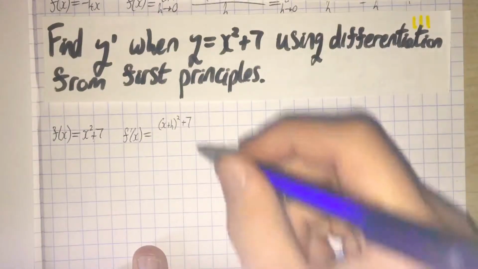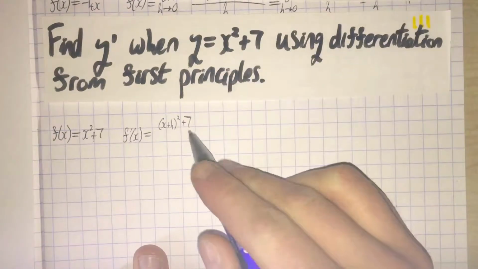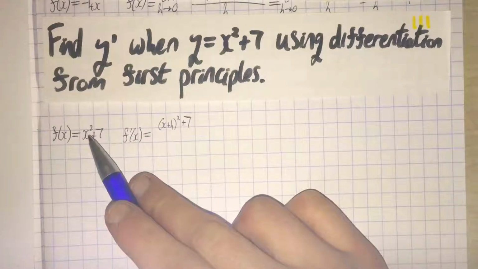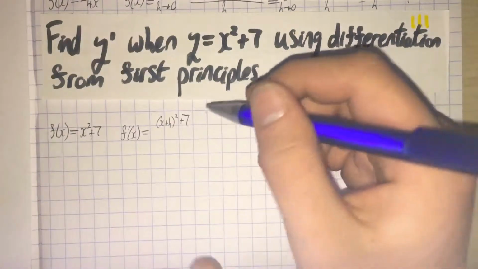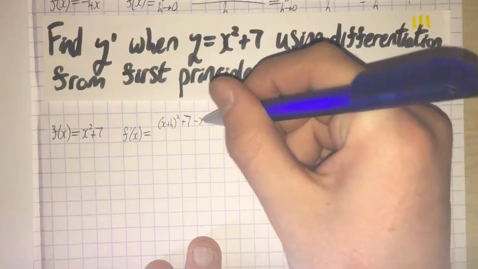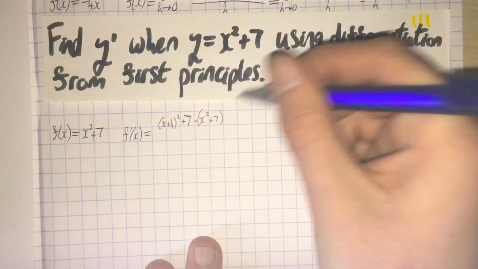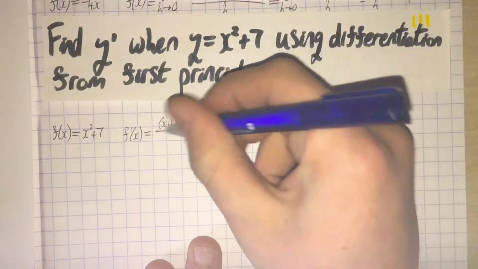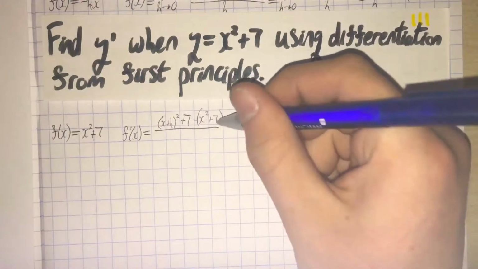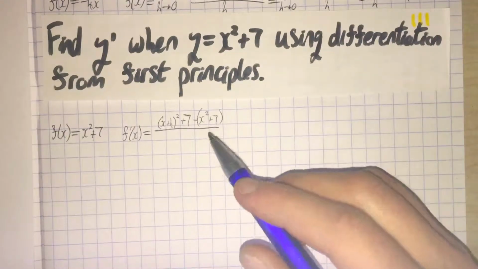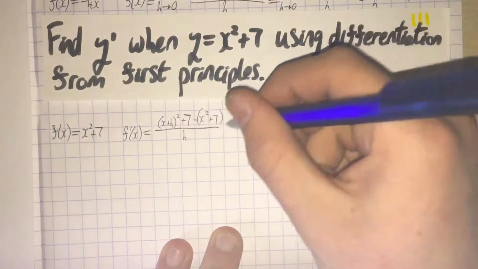Don't forget, just because that doesn't have any x values in does not mean we can just forget about it. And then we're going to have the minus our function as it is. So it's going to be minus x squared plus 7, all bracketed. You needn't show that if you just want to expand it ahead of time. Feel free, as long as you do it correctly, it matters not. This is, of course, all over h.